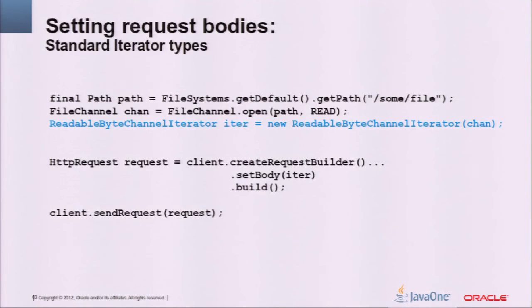So to look at some better example perhaps of how this might be used, this example shows a new type called readable byte channel iterator. This is a type that we will probably provide as part of the API. It's a relatively simple class that's 25 or 30 lines of code. What it does is it takes a readable byte channel and returns an iterator for that channel. In this example, you can see we've created a file channel, which is reading from some file on the file system. So we create our iterator from that, and we call setBody with the iterator, and then send the request out.